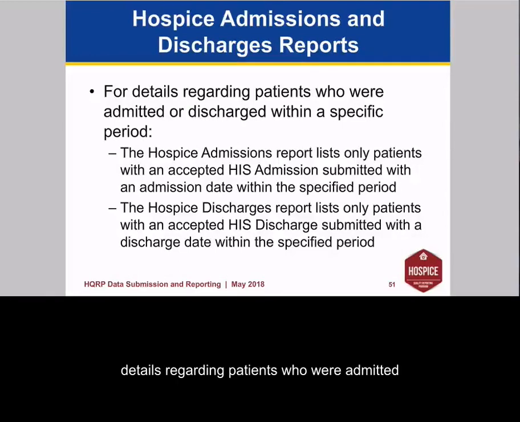For details regarding patients who were admitted or discharged within a specific period, you may use the hospice admissions or the hospice discharges reports. The hospice admissions report only lists patients with an accepted HIS admission record that has an admission date during a specified period. The hospice discharges report only lists patients with an accepted HIS discharge record with a discharge date during the specified period.